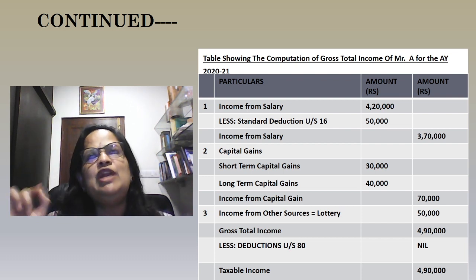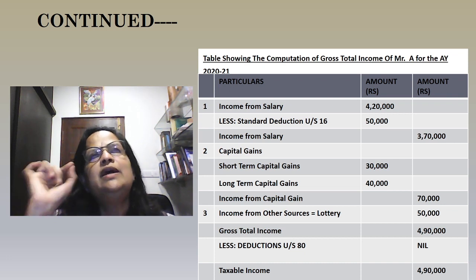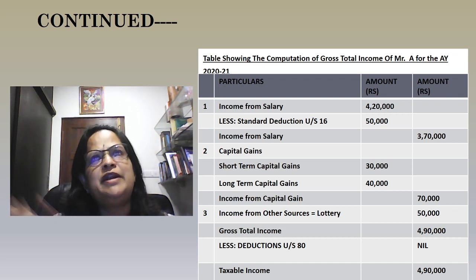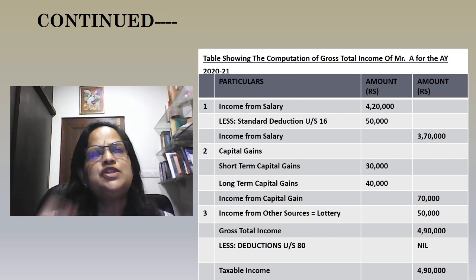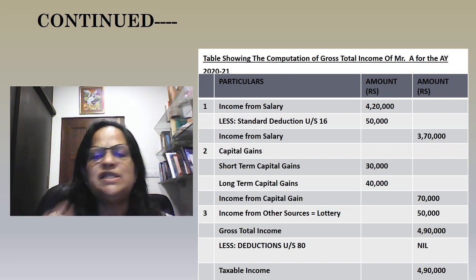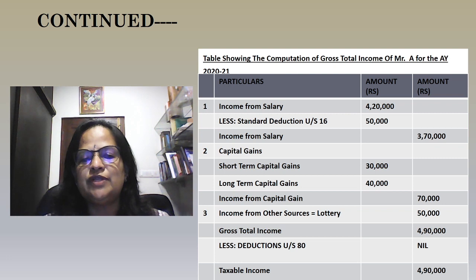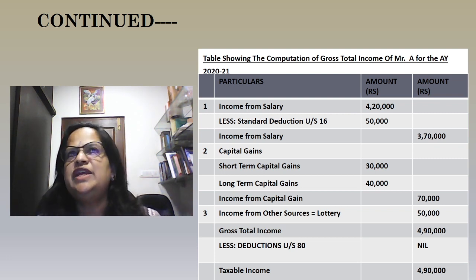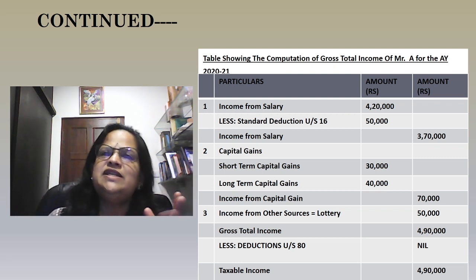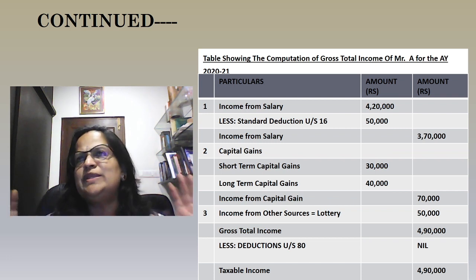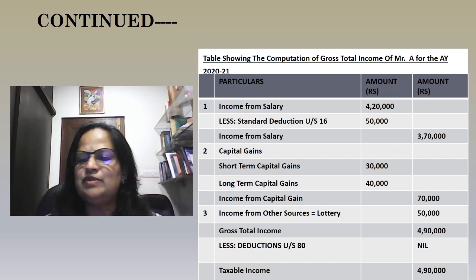Here it is not mentioned as net. If it is a net value, we have to gross it up: the value into 100 divided by 100 minus 30. That is how you gross it up. Here it is not mentioned, so we assume this is the gross value given. Now gross total income is 4,90,000. Less deduction under section 80: 80C is not there, 80G is not there, no investments made, so he will not get any deduction. Now taxable income is 4,90,000.